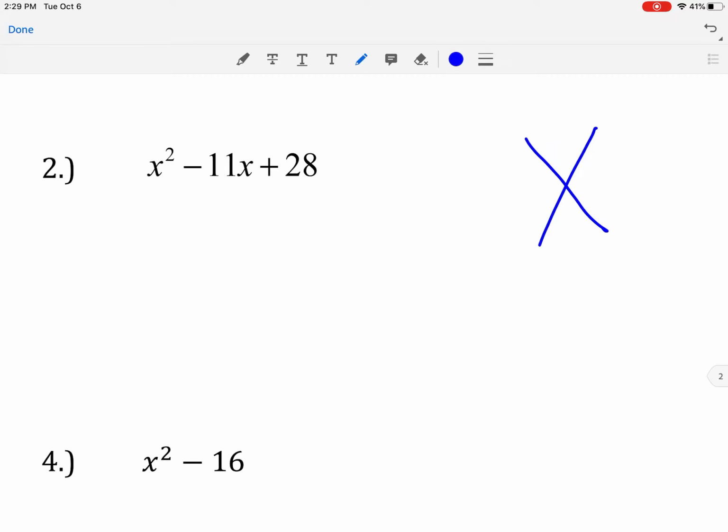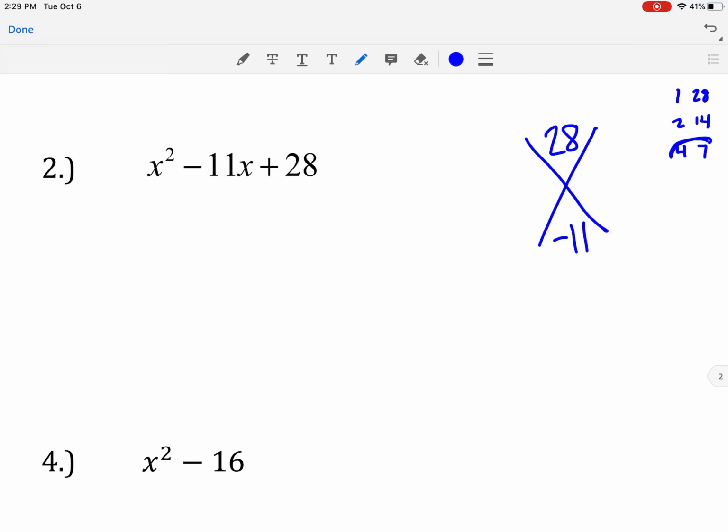Again, pause this video to try it yourself. And you have to remember which numbers are which. They have to multiply to be 28 and add together to be negative 11. So multiply to be 28. We have 1 and 28, 2 and 14, 4 and 7. Okay, however, we have a conundrum.